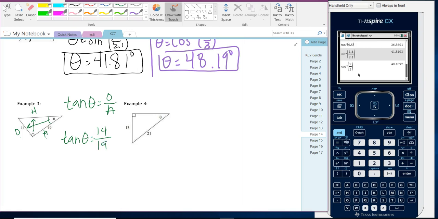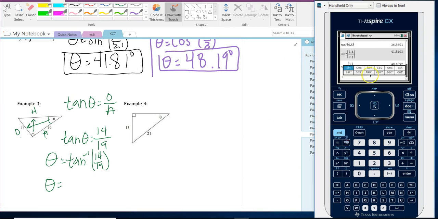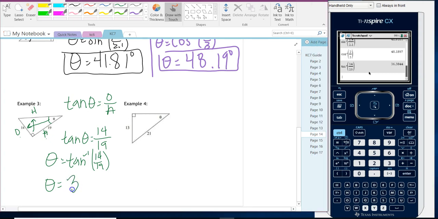I want to get rid of the tangent, so I do the inverse of tangent, which is going to give us our inverse tangent of 14 over 19. And that's going to give me my theta to be inverse tangent, 14 divided by 19. And that's going to give me 36.384. So this would be 36.38 degrees, because this is an angle. All right, last example here.